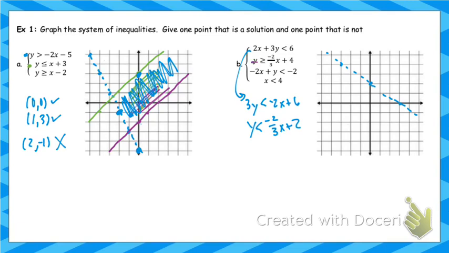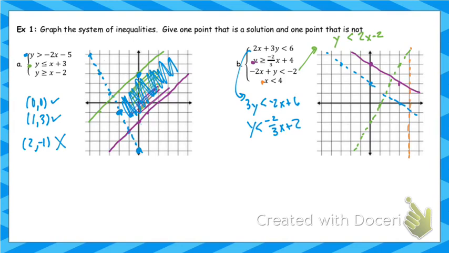y is greater than or equal to -2/3 x + 4. So y-intercept of 4, slope of -2/3. All right, and then I'm going to go ahead and graph the third one. Let's get y by itself. So y is less than 2x - 2. And again, this one would be a dotted line. And then the last one, x is less than 4. So that's going to be a vertical dotted line at 4.